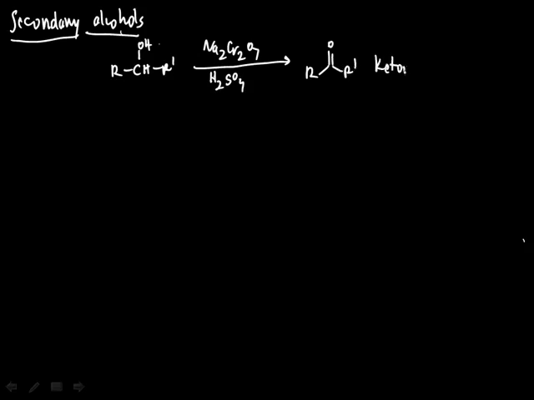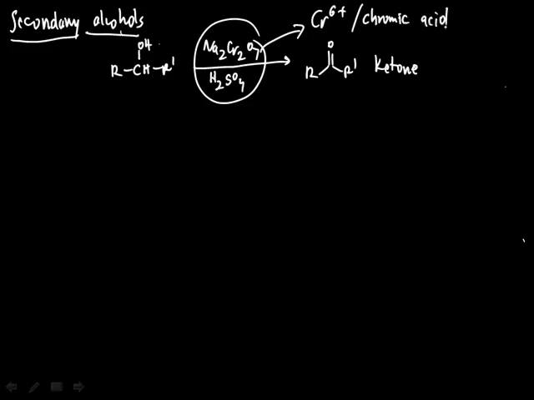These oxidations are typically done with a mixture of sodium dichromate and sulfuric acid, and this will then result in the formation of a ketone, which is the final product of this reaction. This mixture is a source of chromium 6+, and it's known as chromic acid. Chromic acid is not very stable in its solid form, and you will sometimes see this referred to as a Jones reagent.